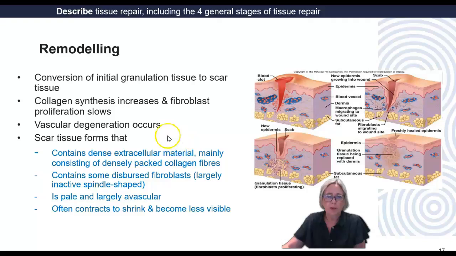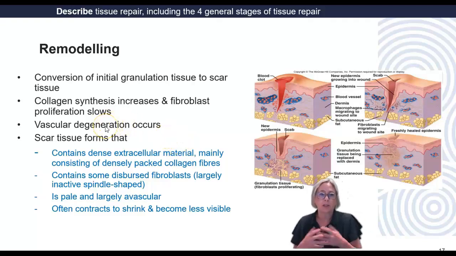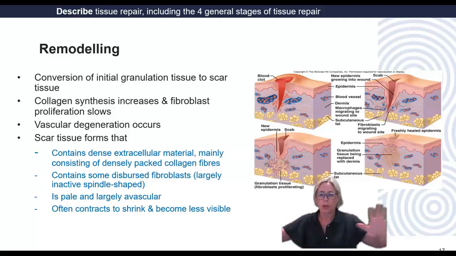What is happening in this phase is the collagen synthesis increases, fibroblast proliferation starts to slow down. We're going to get vascular degeneration occurring. So those capillaries that formed in the granulation tissue are going to degenerate. And eventually then we end up with this scar tissue. And remember that the function of scar tissue is to allow for partial function, but also to prevent neighboring cells and tissues from getting damaged.